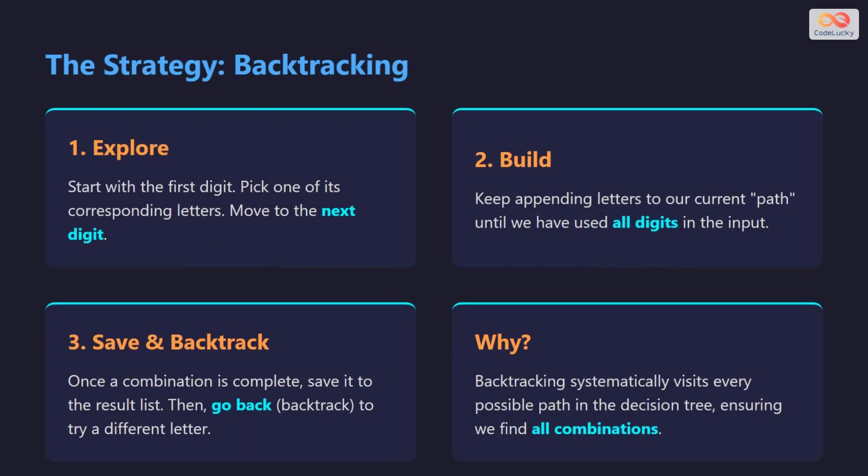The best way to solve this is using a technique called backtracking. Think of it as exploring a maze. We pick a path, go as far as we can until we have formed a complete combination, save it, and then backtrack to the previous step to try a different path. This ensures we find every single possibility.